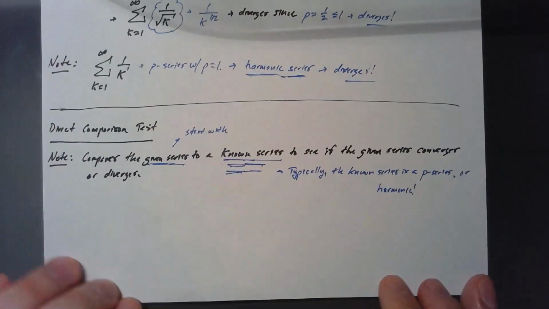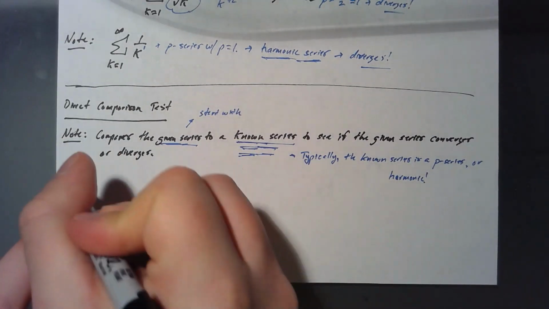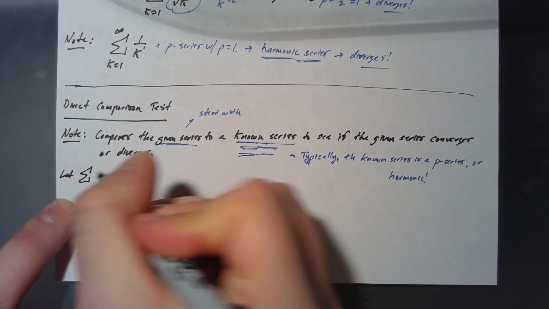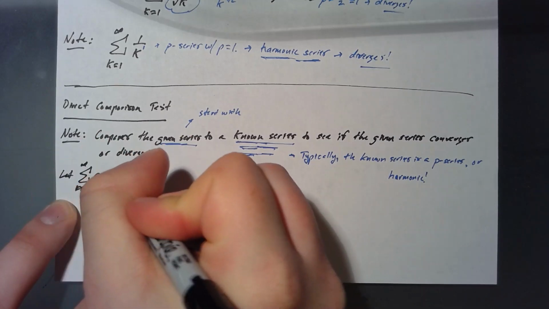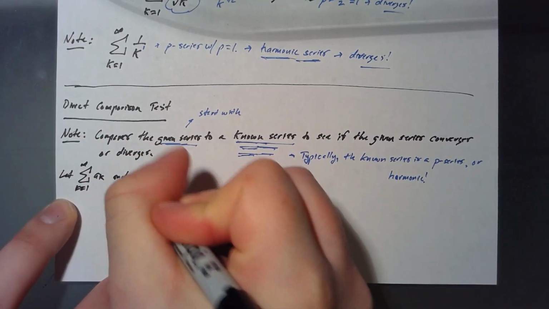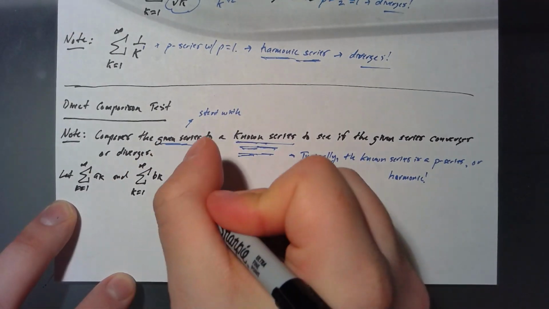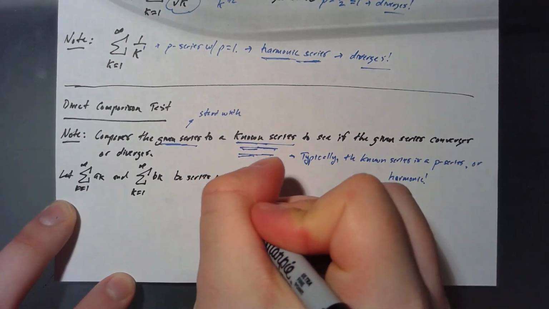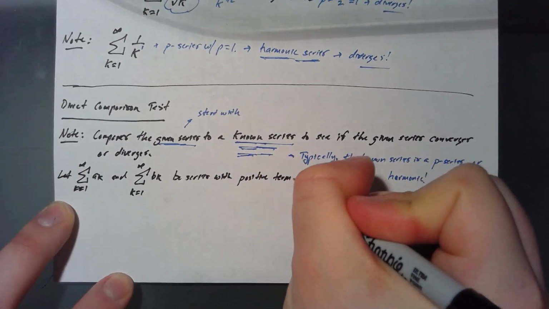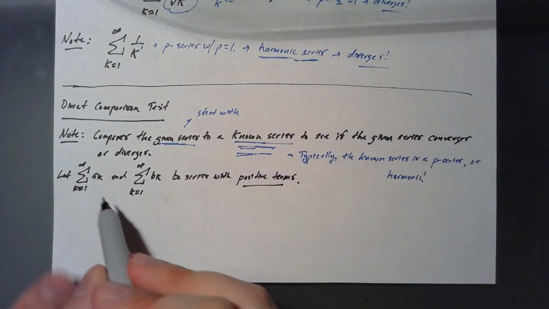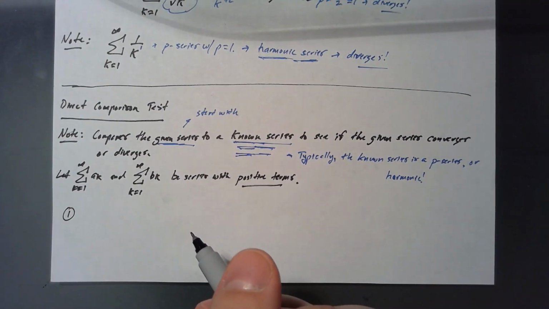So here's the actual test. Let a of k, which starts at some value to infinity, and b of k, so I have two individual series with positive terms. There's that word again, positive terms. All right, so I have two series of positive terms. So I have one of two possibilities.